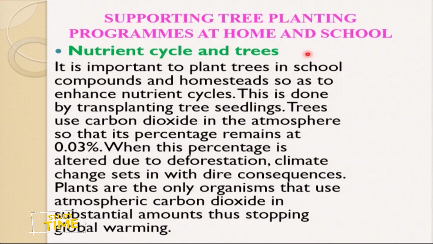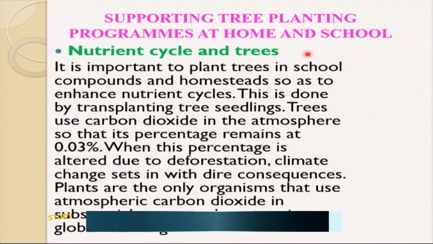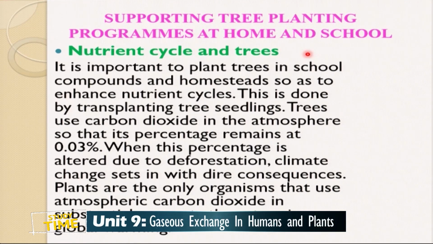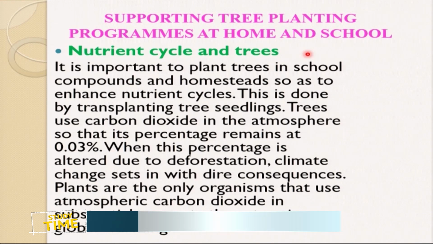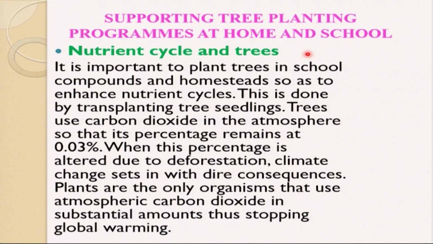So we are ending the phosphorus cycle. We've talked about the processes of the phosphorus cycle. Let's talk now about the importance of supporting tree planting, because we have seen that plants keep nitrogen cycling into the atmosphere, and plants keep phosphorus cycling as well. Let's have supporting tree planting programs at home and school. Why do you have to have that program?